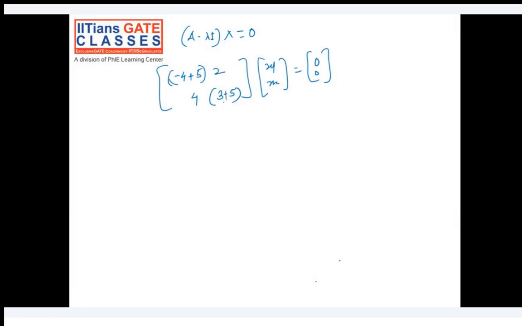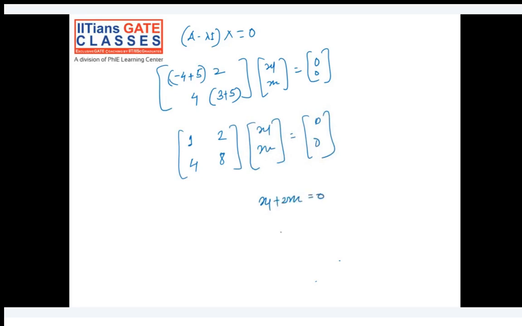So what will we end up with? 1, 2, 4, and 8, times X1, X2 equal to 0, 0. So basically X1 plus 2 X2 equal to 0. X1 is equal to minus 2 X2. Okay. So if X2 is equal to minus 1, then X1 is equal to plus 2. Do you agree? So that's why 2 comma minus 1 is an eigenvector. So in this way also, you can choose the correct option.